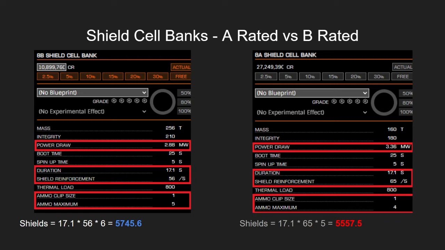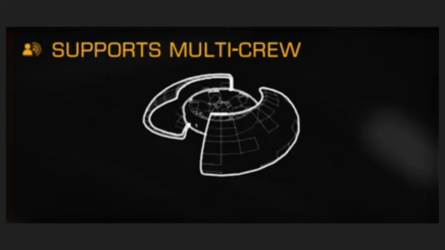And this creates an ironic situation where B-rated SCBs actually give you more shield over using all of your SCBs. Typically, it isn't a whole lot. We're talking between tens and hundreds of raw shield, but maybe something to consider, especially since you're getting more shield for less power. Another perk to SCBs is that since it's just a shield refill, I don't have to go through the mess of weighing ship-to-ship differences. Though, of course, I will later in this video.